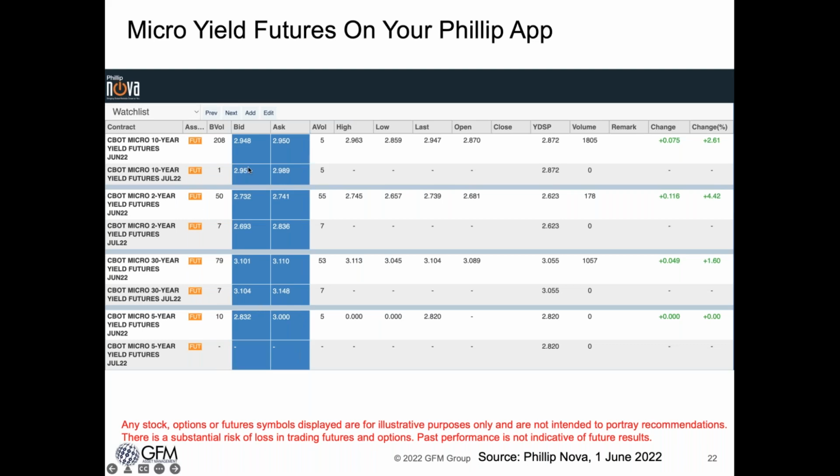If you look all the way at the very top, you'll see the top one here is the CBOT micro 10-year yield futures for June of 2022. You'll see that it's available in pretty decent size. The bid is 2.948, the ask was 2.95. So if you think yields are going to rise above 2.95, you would buy this contract. If you think they're going to fall, you would sell this contract. Quite plain and simple. You could do the same with the 2-year, the 30-year, and so forth.